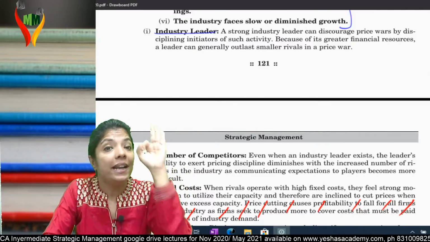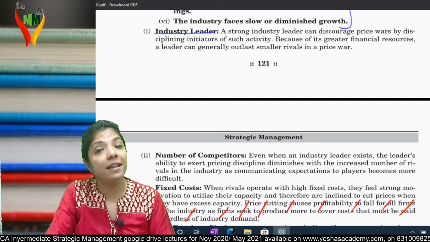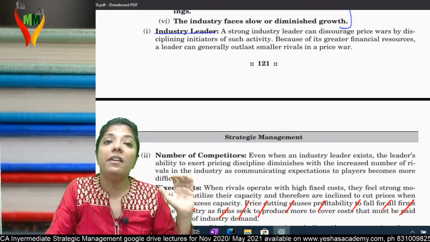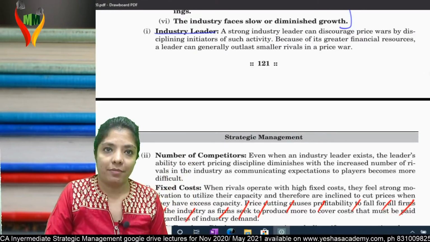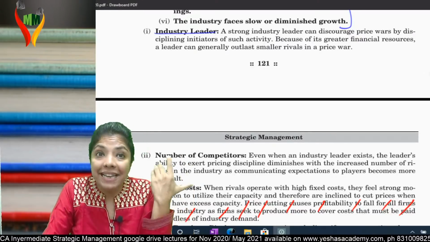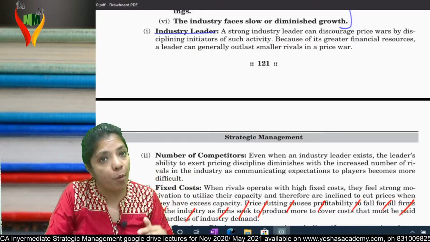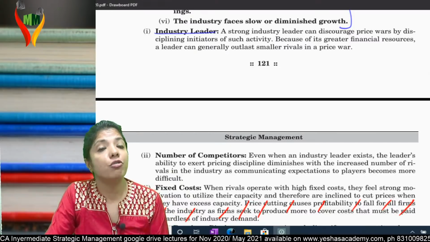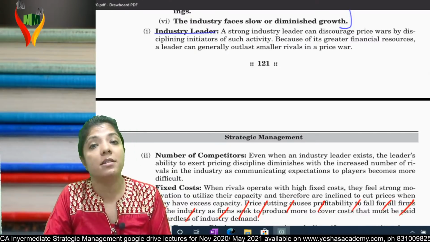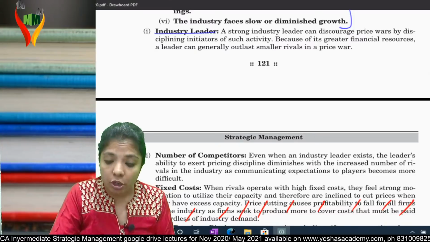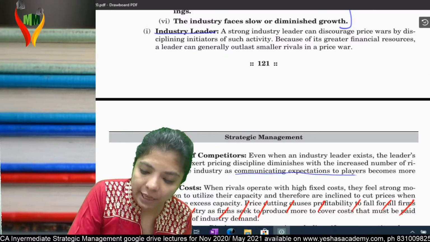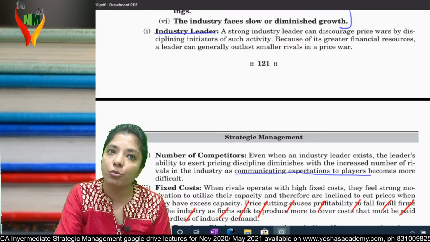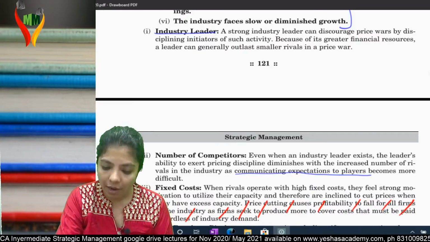In the second point, the leader is there, but there are so many players in the market that it's very difficult for the leader to control them. Am I clear? First point, the leader itself is not there. Second point, the leader is there, but it's difficult for him to control the competitors because there are many players in the market. It's difficult for him to communicate the expectations to the players. Am I clear?